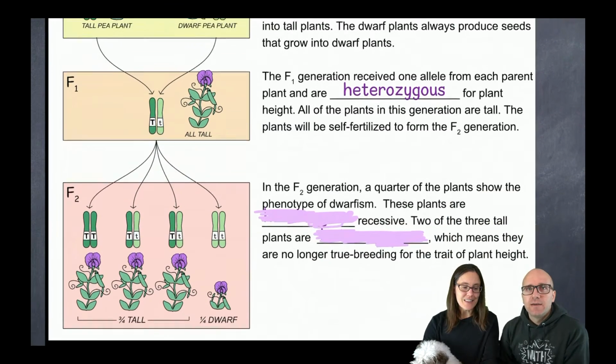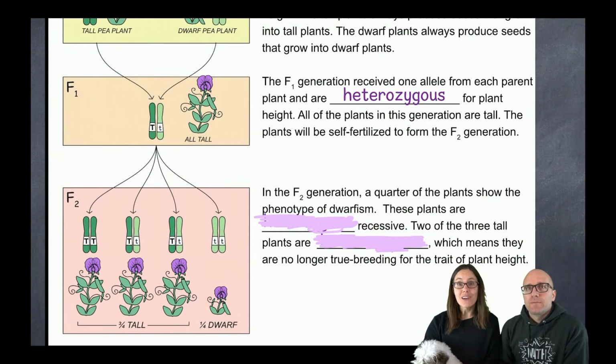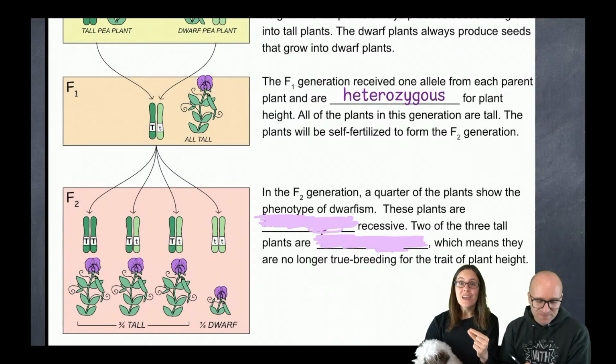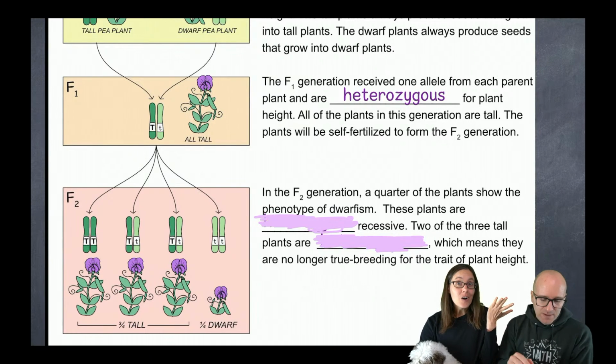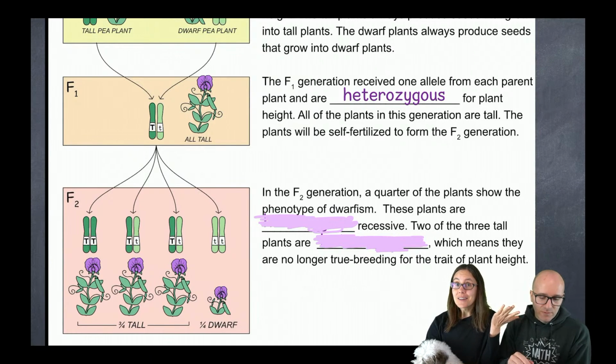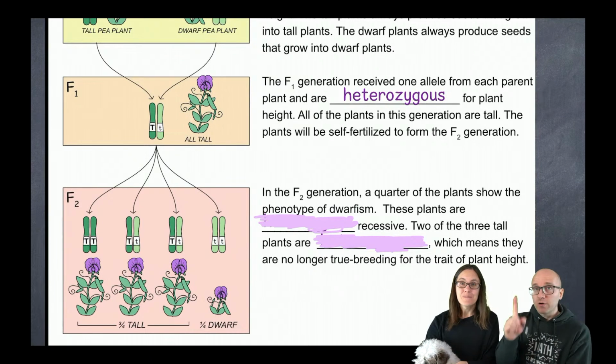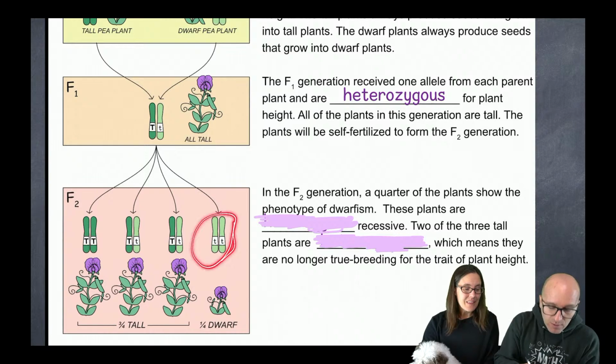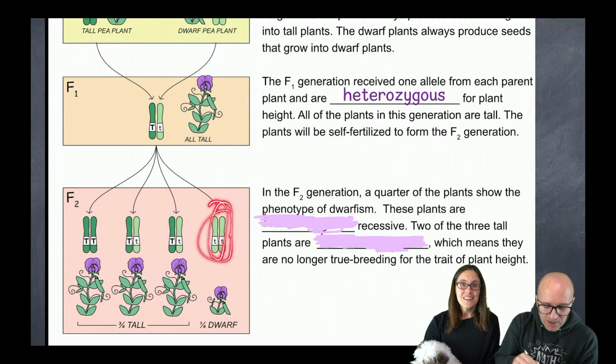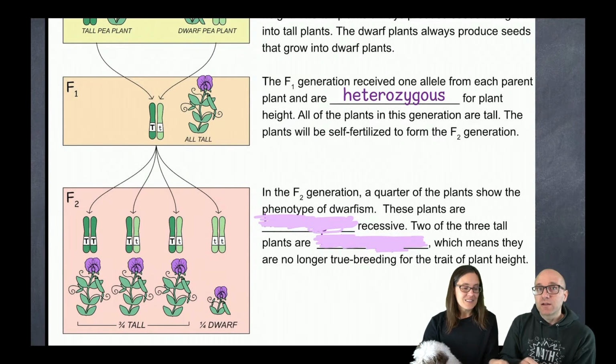That is right. And then last but not least, in our F2 generation, 1/4 of the plants are dwarf. They show that phenotype for dwarfism. These plants are homozygous or heterozygous? So the dwarf ones? Yes. Okay, so the dwarf ones are homozygous. That's right. We had to have a repeated copy, but for the tall ones, you got a little bit of both.